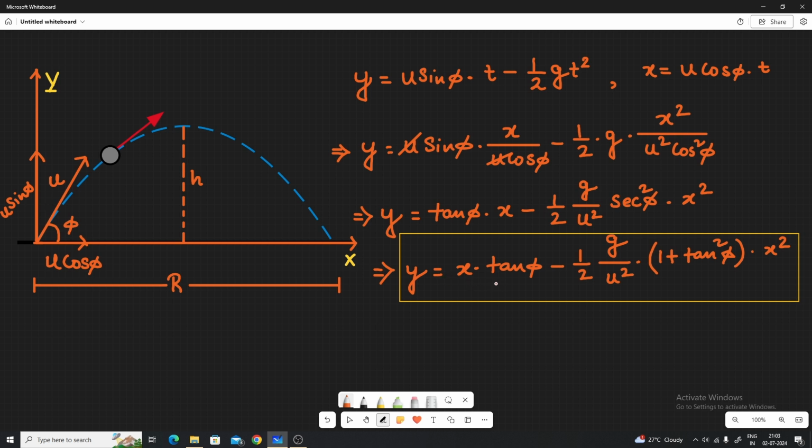Now from this equation you will get the value of y for a particular value of x. That means if you select any particular value of x from this axis, then you will get the particular value of y for that x if you put the value of x in this equation. So hope you understood these two things, the maximum range and the equation of the path.